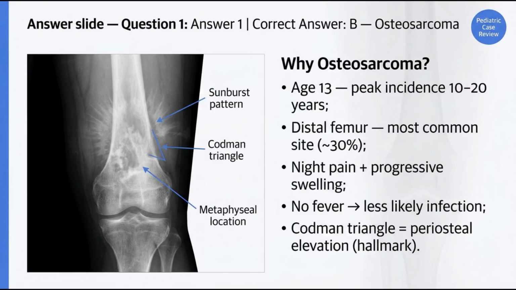The correct answer is option B, osteosarcoma. This case presents the classic picture. The patient is 13 years old, which falls within the peak incidence range of 10 to 20 years. The location is the distal femur, which accounts for approximately 30% of all osteosarcoma cases and is the most common site. Night pain that is progressive and not relieved by rest is a hallmark red flag for malignancy rather than mechanical or infectious causes. The absence of fever makes septic arthritis less likely. On X-ray, you would expect to see the Codman triangle, which represents periosteal elevation and a sunburst pattern of aggressive periosteal reaction, both hallmark radiographic findings of osteosarcoma.